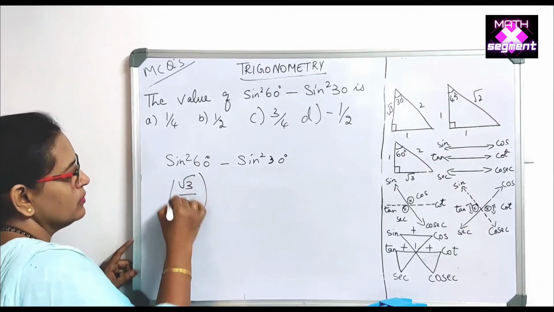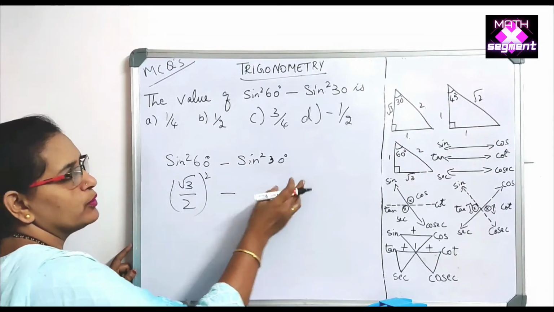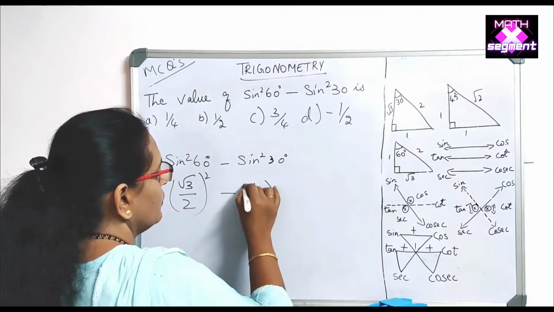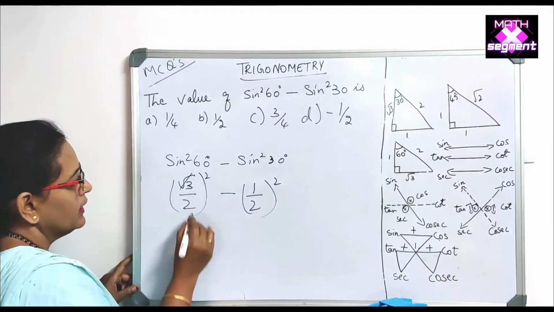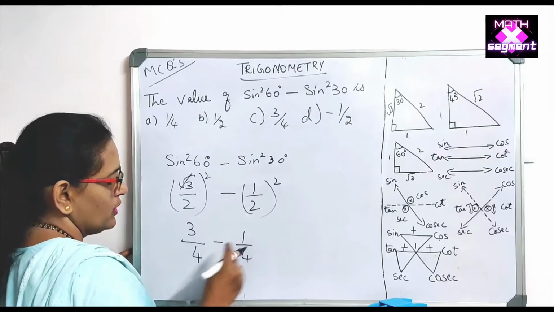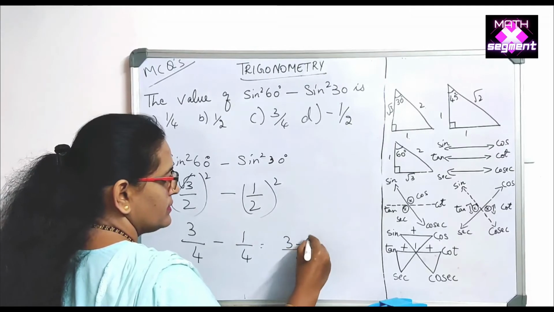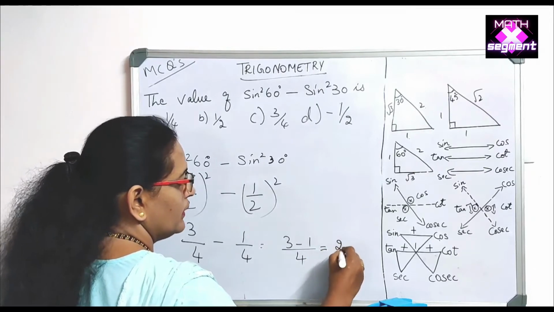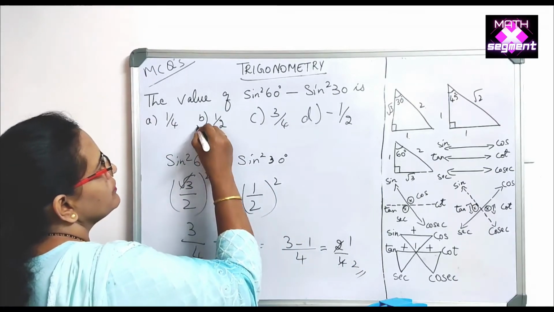Since it is sine square, it is whole square. Minus sine 30. So I have to see again sine is opposite by hypotenuse. So under 30 opposite is 1, hypotenuse is 2. So it is 1 by 2 whole square. So this square and this square get cancelled. So it will be 3 and 2 square is 4. Minus here 1 square is 1 only, 2 square is 4. Since the denominators are same, the LCM will be 4. So it will be 3 minus 1, which is nothing but 2 by 4. So 2 ones are 2, 2 twos are 4. So it is half. Half is option B, the correct answer.